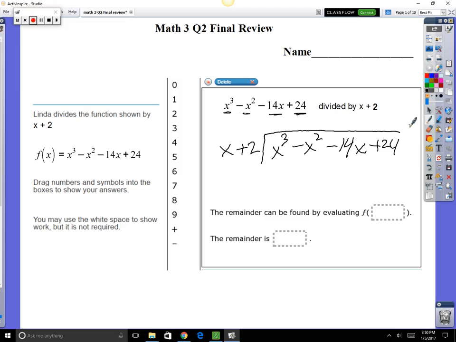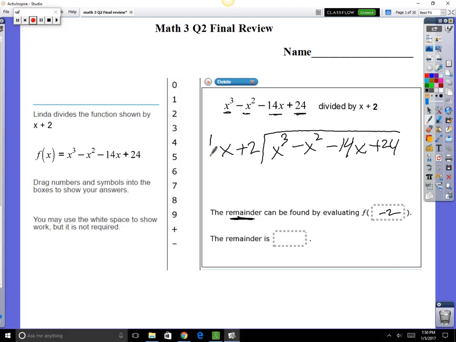Maybe there's some left over or not. So what they want you to do here is only focus on the remainder. They don't want you to worry about actually even dividing it out the long way. They want you to use the shortcut. So they want you to find the remainder by evaluating the function at a minus 2.